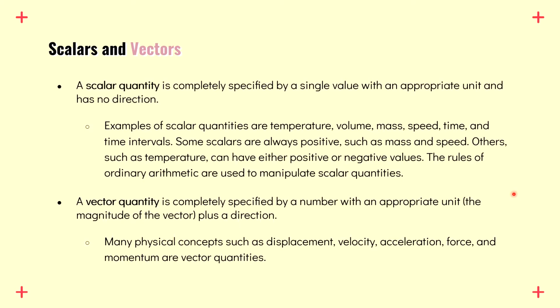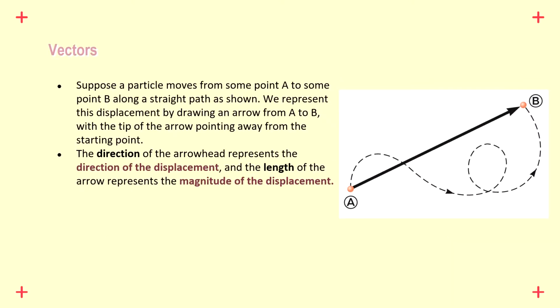Meanwhile, a vector quantity is completely specified by a number with an appropriate unit, or the magnitude of the vector, plus the direction. Many physical concepts such as displacement, velocity, acceleration, force, and momentum are vector quantities. So suppose that we have a particle. Say this is particle A. It moves from this point to some point B along a straight path as shown.